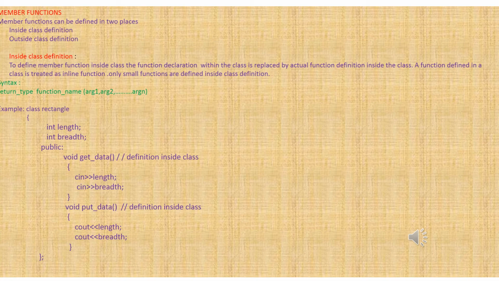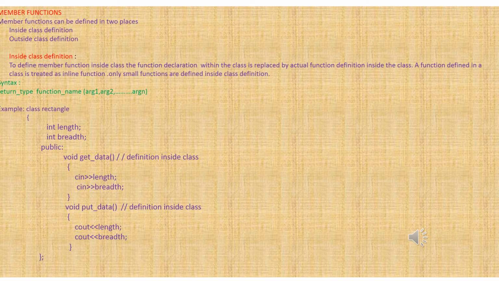We know that a class contains data members and member functions. Member functions of a class can be defined either outside the class definition or inside the class definition. First, we will see inside the class definition. If we define the function inside the class, then we don't need to declare it. We can directly define the function. A function defined in a class is treated as an inline function. Only small functions are defined inside the class definition.